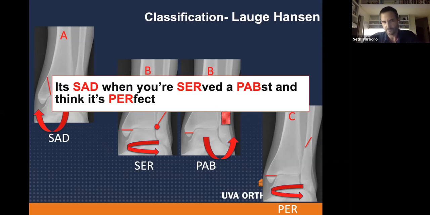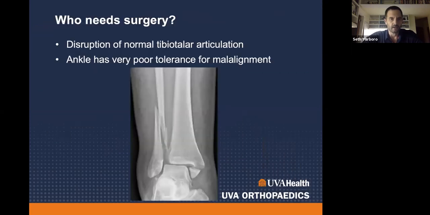So if you can remember that, then all of a sudden, if you see a Weber A or you see that vertical medial side, supination adduction, SER and PAB are both going to be your Weber Bs, and then you're looking for those key radiographic findings, and then Weber C is going to be pronation external rotation. So we'll come back to that. We'll do that one more time at the end, and hopefully you can kind of think through it and use that on the case discussion.